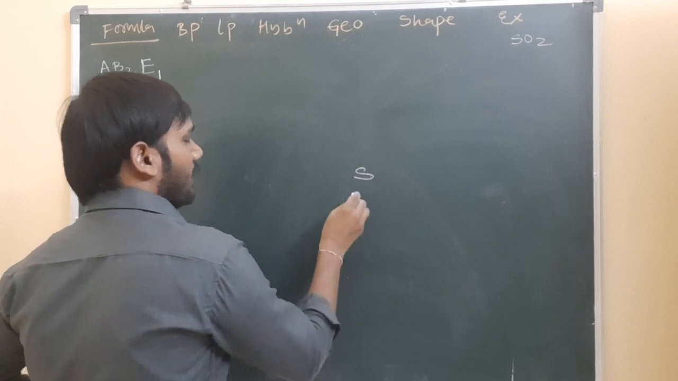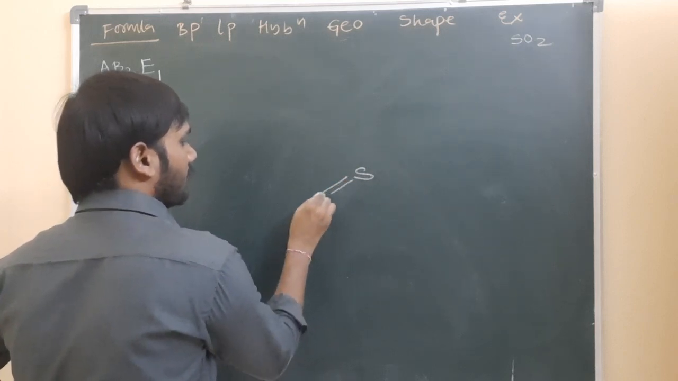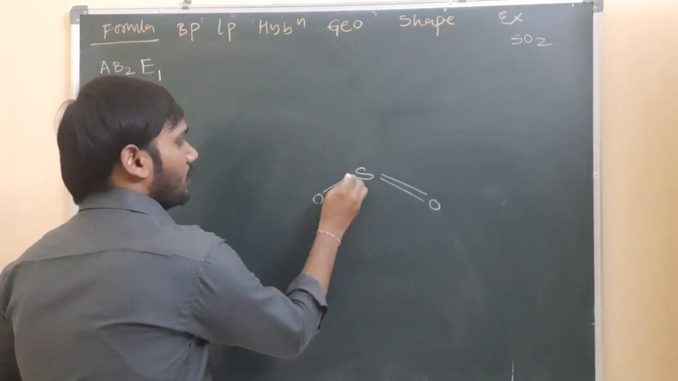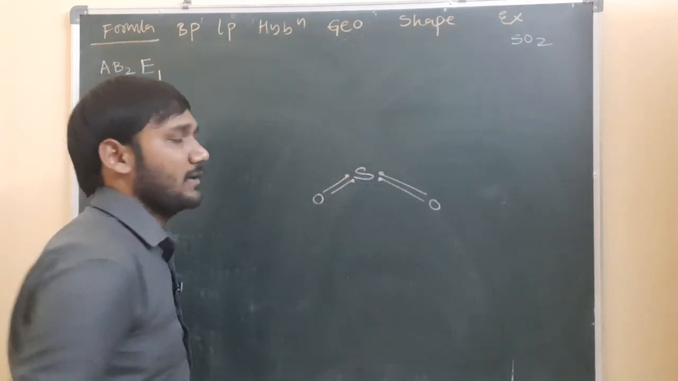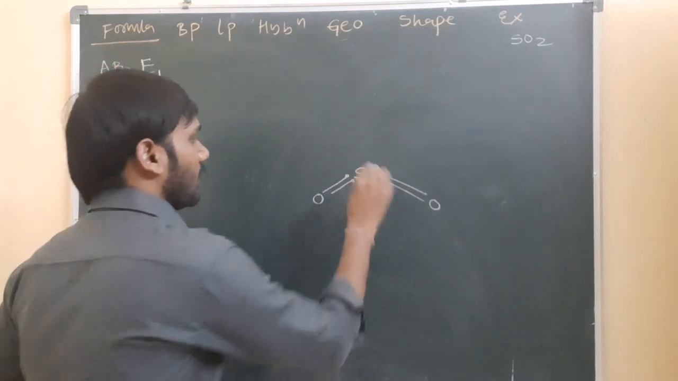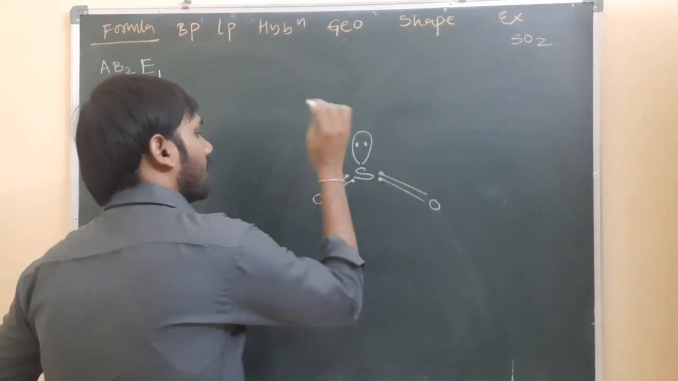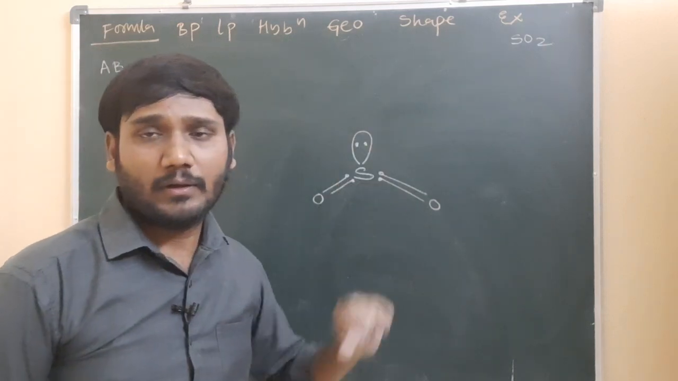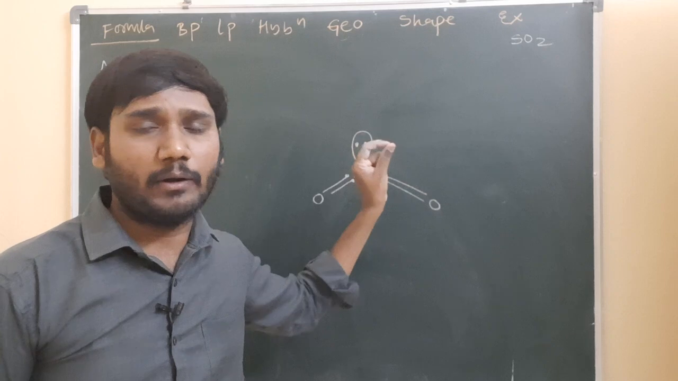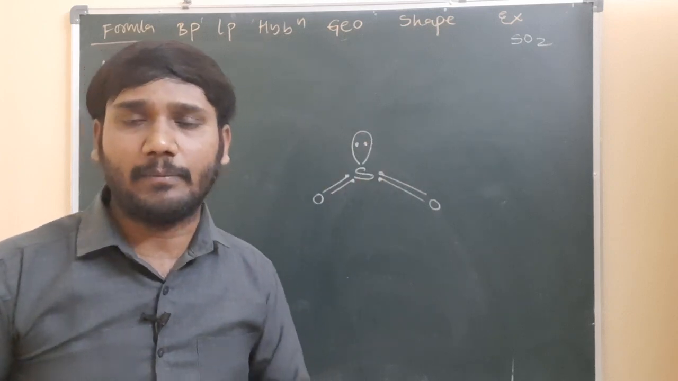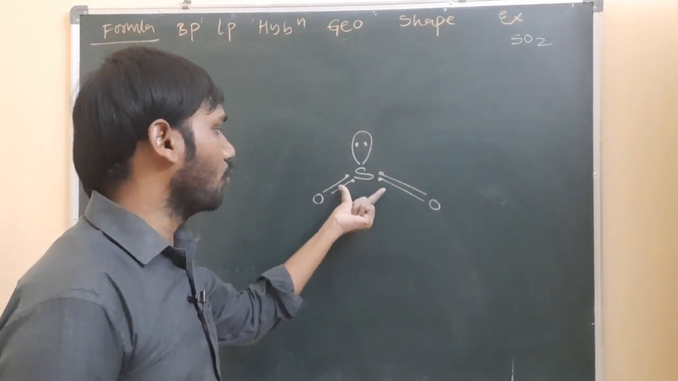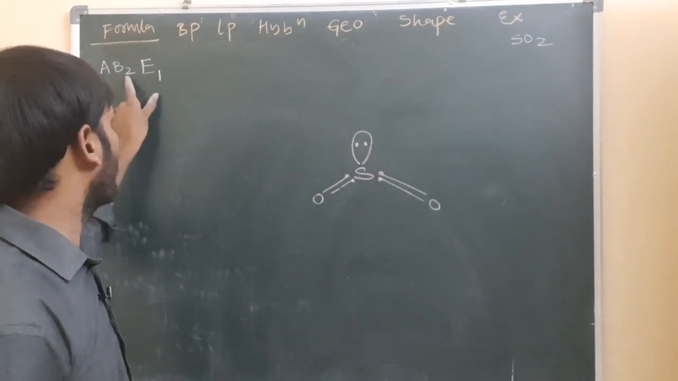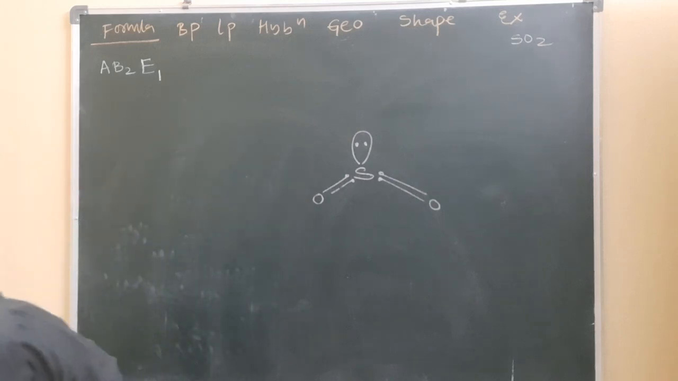Sulfur is a 6th group element and it can form 6 bonds, but only 2 oxygens are present. Here 1, 2, 3, 4 electrons are involved in bond formation. 2 more electrons are present. The 2 electrons not involved in bond formation are a lone pair. So how many bond pairs? 2 bond pairs, 1 lone pair. According to valence shell electron pair repulsion theory, a multiple bond is also considered as a single bond. So 2 bonds and 1 lone pair. The example is SO2.